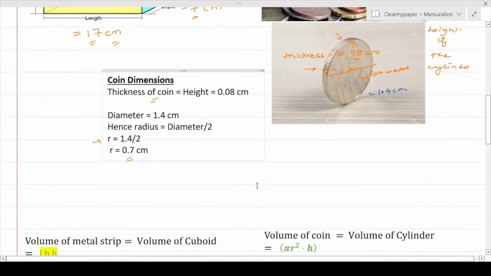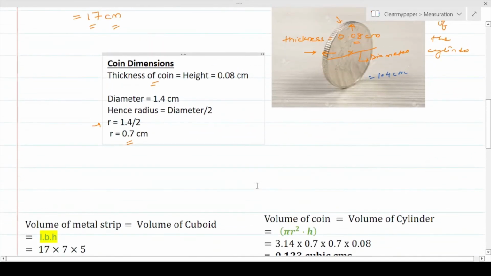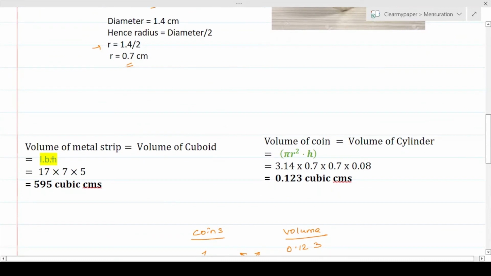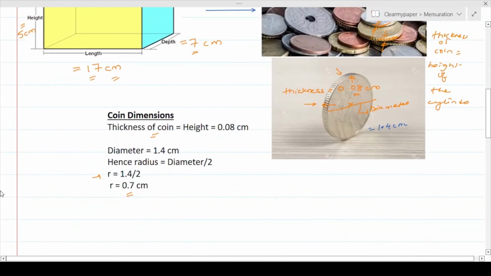Let's see what we need to do here. Okay, so we know that the volume of the metal strip, which is a cuboid, is nothing but length into breadth into height. So we multiply all the 3 dimensions and we get the answer in cubic centimeters. Make sure that you always write the unit of dimensions properly. It's 595 cubic centimeters.